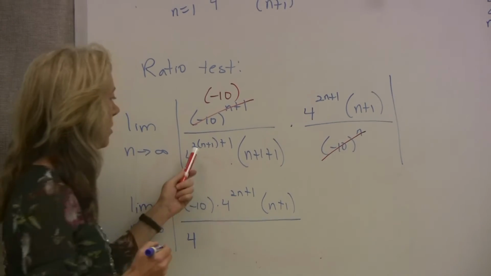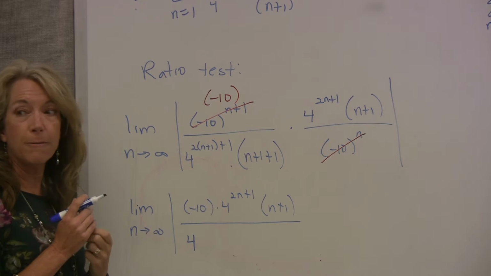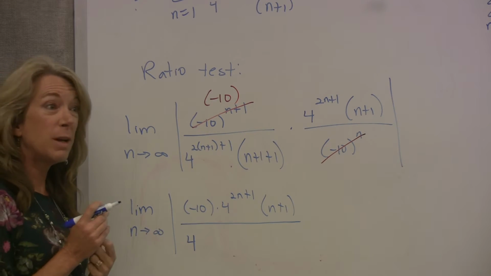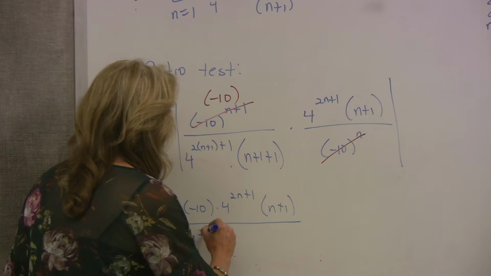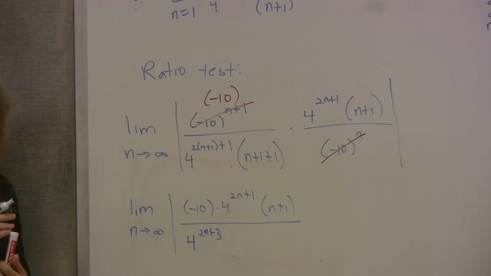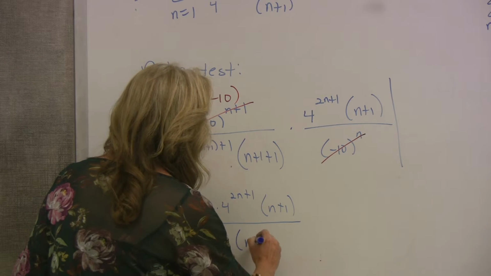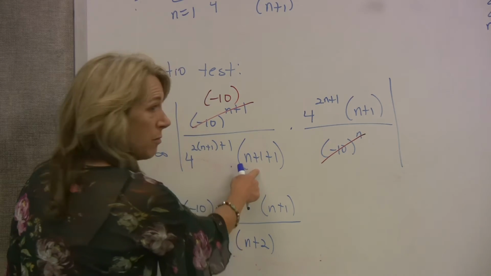Down here, if I distribute and combine like terms, what do I have? 4 to what power? For the 2n plus 3. 2n plus 3, right? So it's 2n plus 2 plus another one. Times n plus 2 when I simplify that guy.